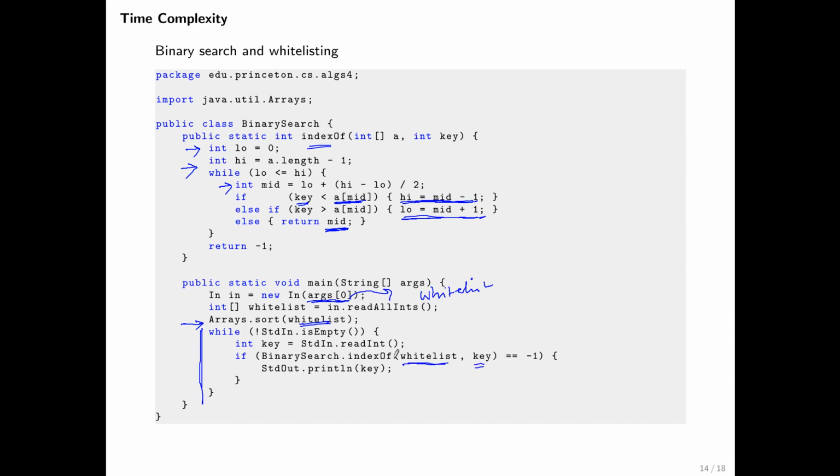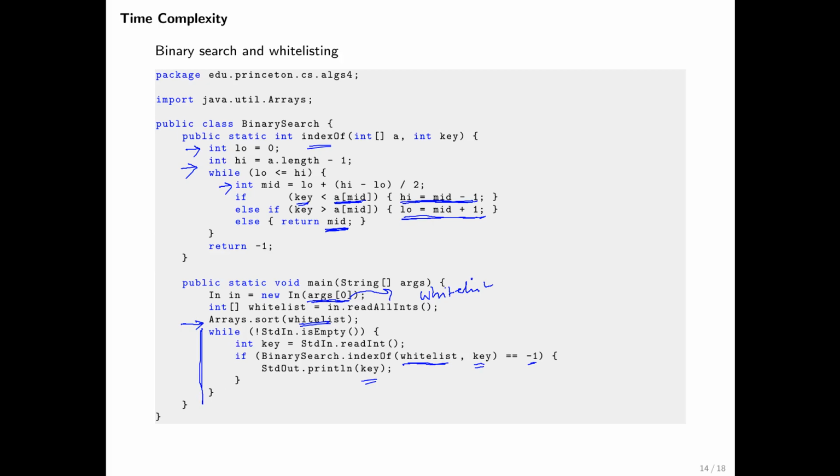to look up. And if indexOf comes back with -1, what does it mean? It means that this key is not in the whitelist. So what do we do in that case? We print the key. So what we are doing here is basically printing the keys from standard in that do not exist in the whitelist. That's what the program does.